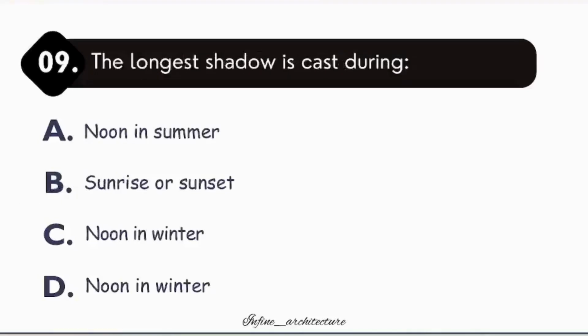Next question, question number 9. The longest shadow is cast during, and the options are: noon in summer, sunrise or sunset, noon in winter, and noon in winter again. So there must be another option, but anyways, the right answer will be option number B, sunrise or sunset.